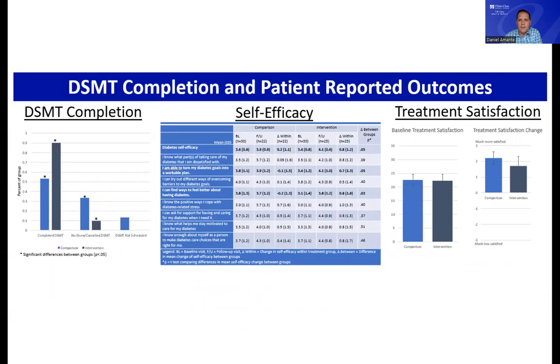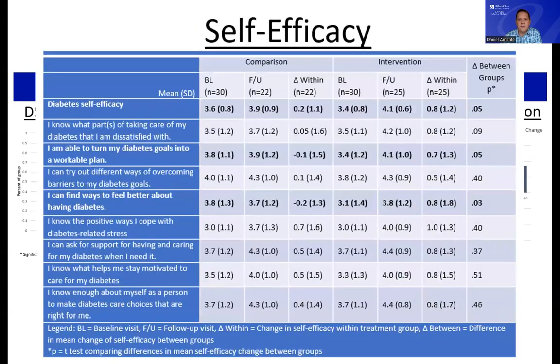For secondary outcomes, we saw that the intervention group participants reported greater improvement in diabetes self-efficacy compared to comparison group participants. In particular, intervention group participants reported significantly greater improvements in being able to turn their diabetes goal into a workable plan and finding ways to feel better about living with diabetes.